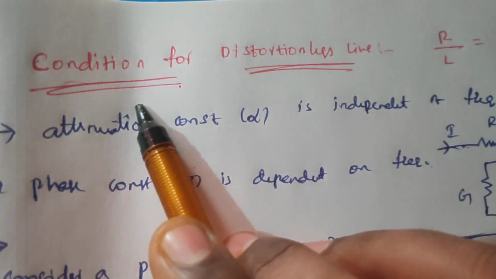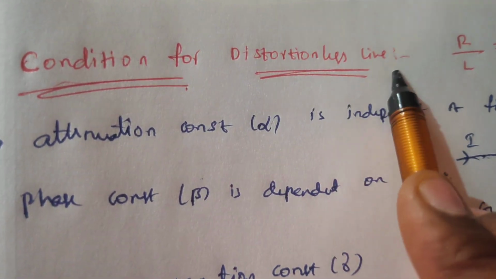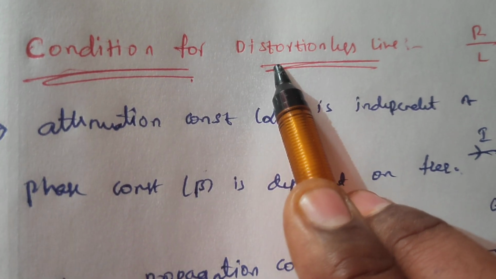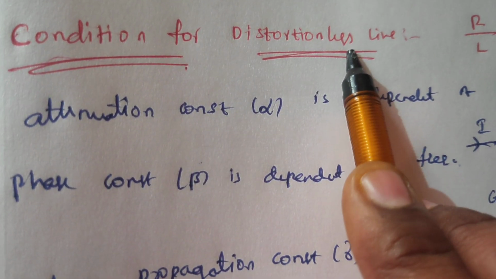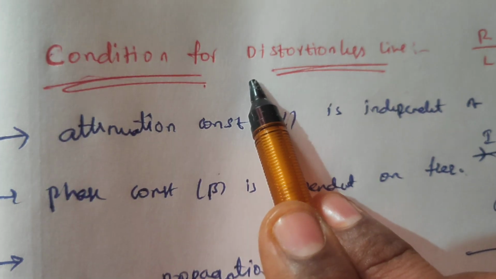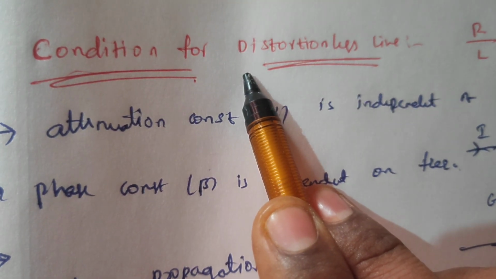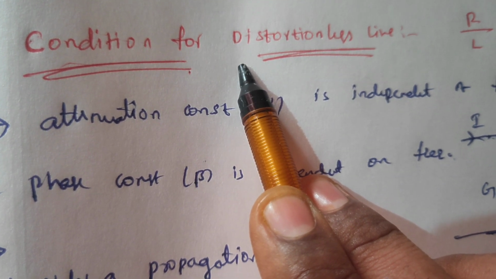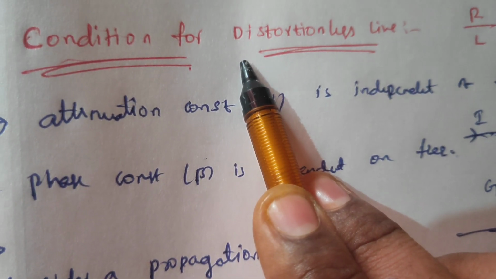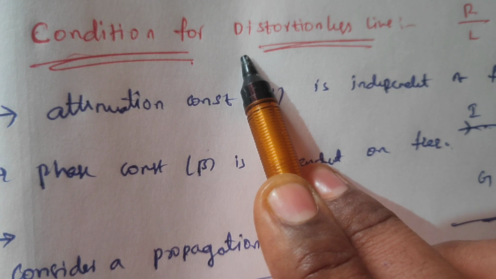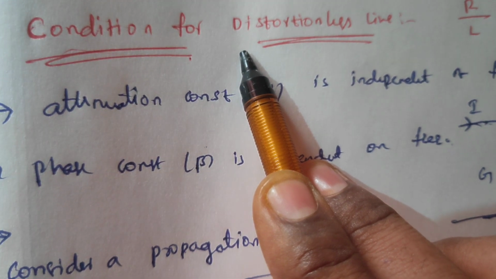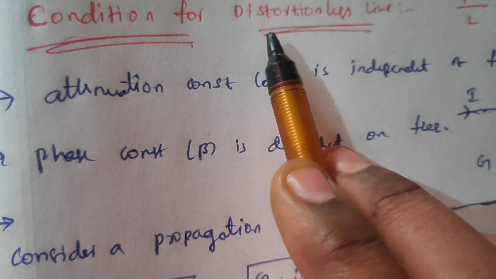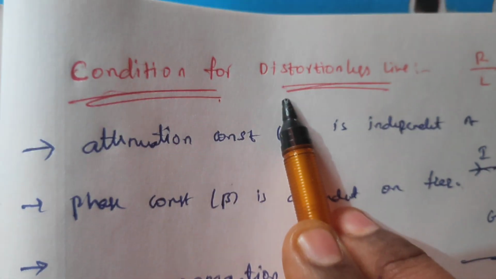Today I am going to explain a condition for a distortionless line. First of all, we'll see what we mean by distortion. Distortion means if the output is not an exact replica of your input signal, then we can say that the line is a distorted line. In general, we'll see two to three types of distortions. One is distortion due to characteristic impedance, another is due to frequency, nothing but frequency distortion, and the third one is due to phase constant, nothing but phase distortion.